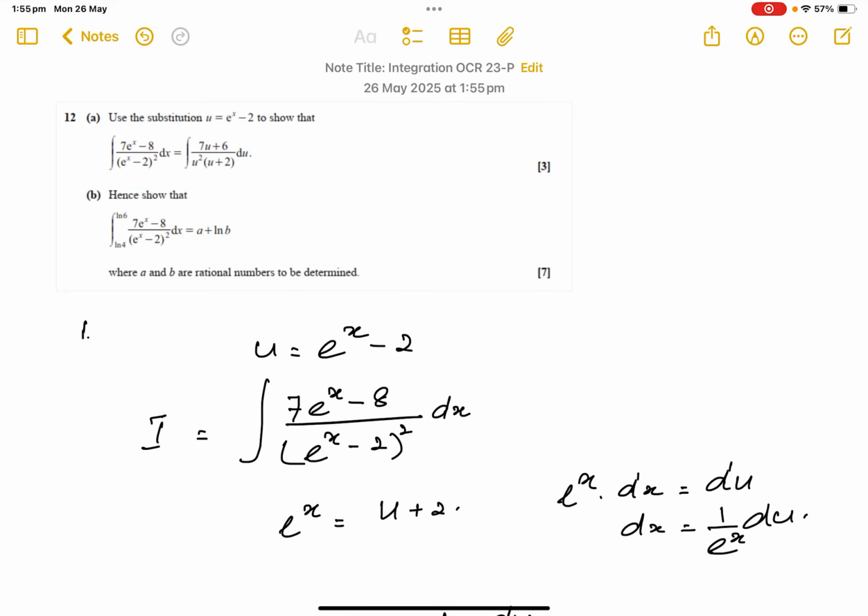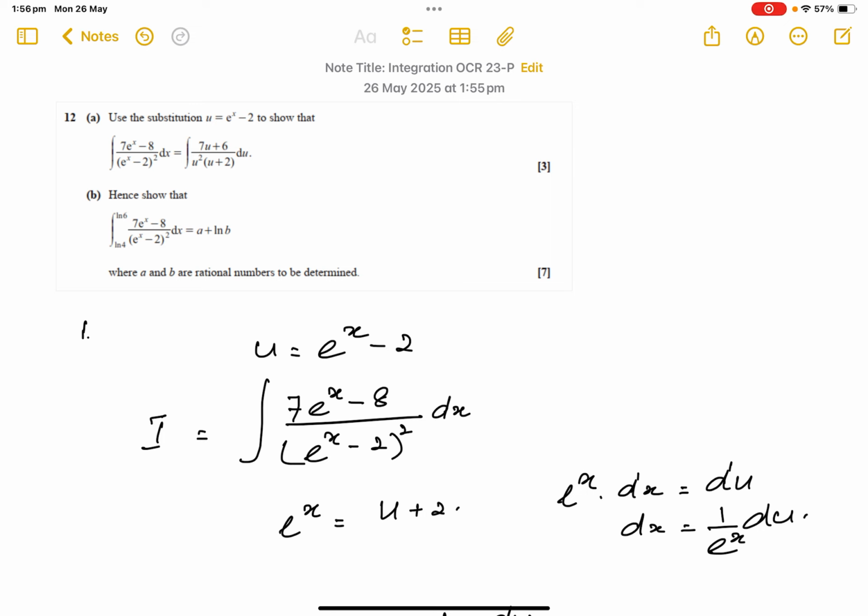Another past question on integration from Oxford and Cambridge past paper. Question, part A. Use a substitution u equals e to the power x minus 2 to show that the integral of (7e^x minus 8) over (e^x minus 2) squared dx equals the integral of (7u plus 6) divided by u squared times (u plus 2) du.